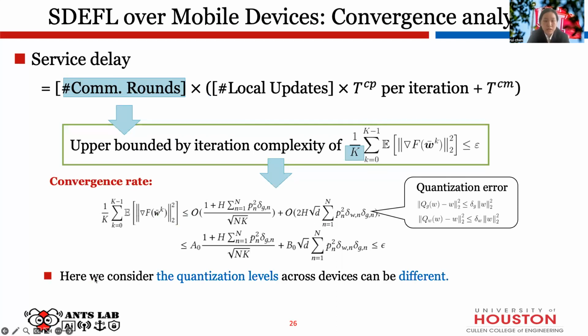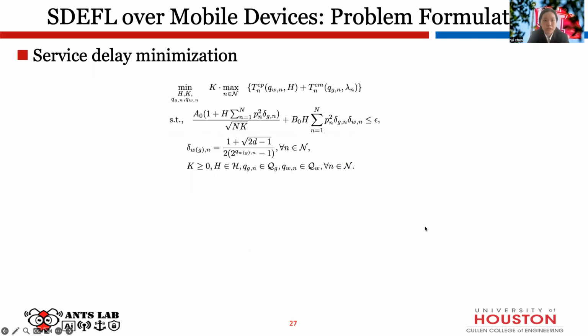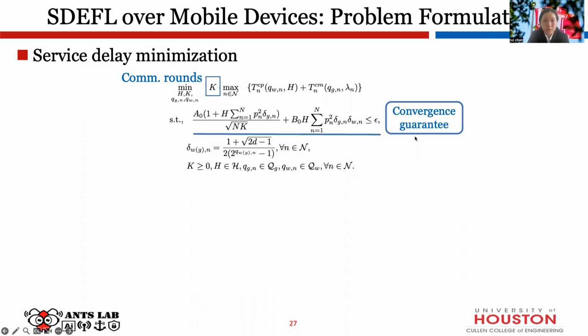And finally, we consider the device heterogeneity. So we allow the user to choose different gradient quantization levels based on their conditions. And here we formulate our service delay minimization problem as follows. The objective function is to minimize the service delay over K communication rounds. And we consider the model convergence constraint to guarantee the model will converge to a target performance.